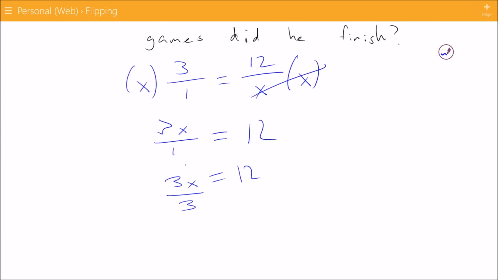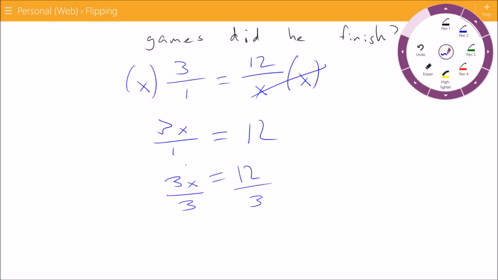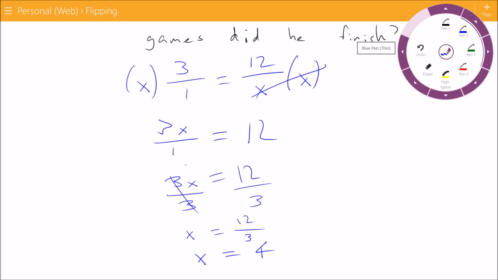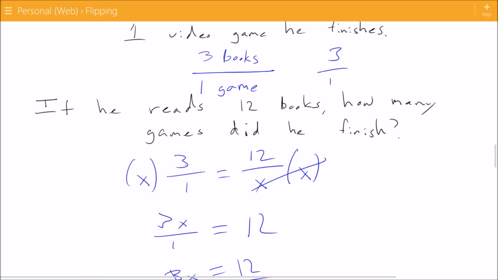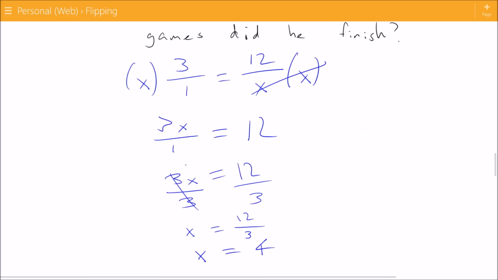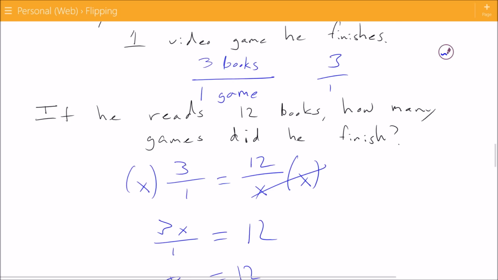I can simplify a little bit more by my next step. Divide both sides by 3 to cancel out the coefficient. X equals 12 over 3. X equals 4. So to respond back to our original question, we can say that he finished 4 games.